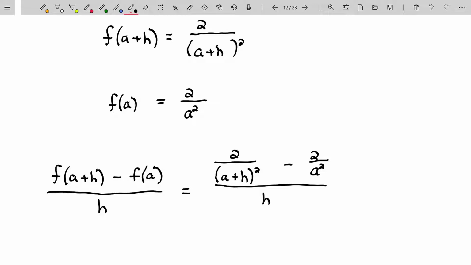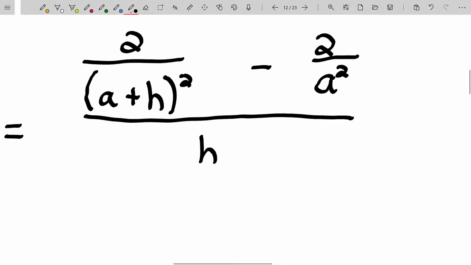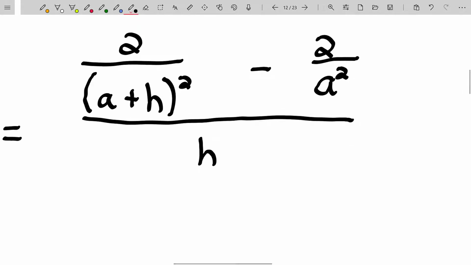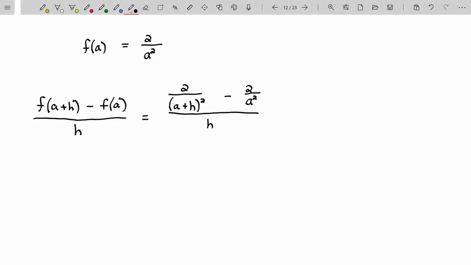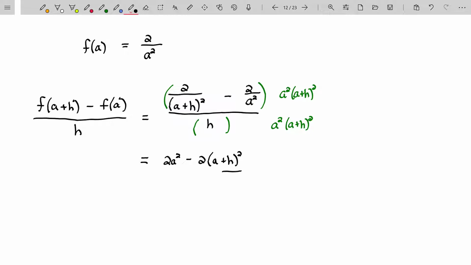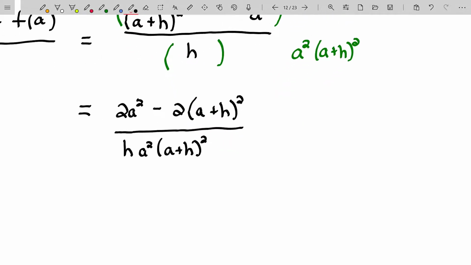Now, the way I've structured my courses and my lecture video series is that you should have already reviewed how to simplify this compound rational expression. If you need to review that again, please do, but I'm just going to immediately multiply numerator and denominator by a squared times (a plus h) squared. And when I do that, I get 2a squared minus 2(a plus h) squared, and that's all divided by h times a squared times (a plus h) squared.